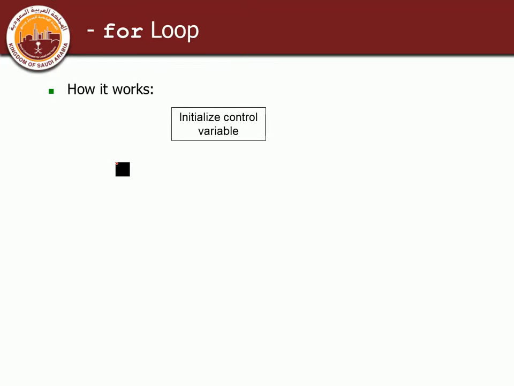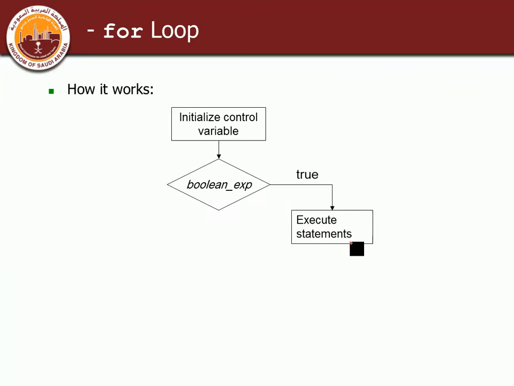Maybe before the example, the general form. The first thing that we do, we initialize the control variable. This is outside of the loop. We don't repeat this initialization. We do it only once. And then we ask the question, which is the Boolean expression. This is our condition. If this is true, we execute the statements that are inside of the loop.